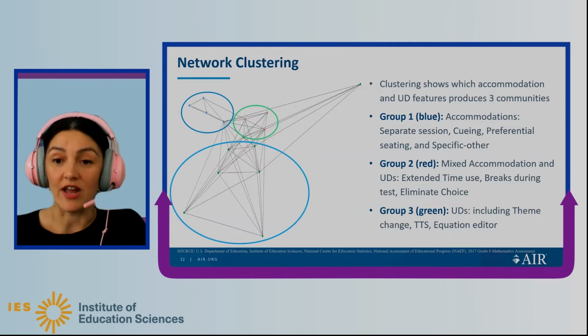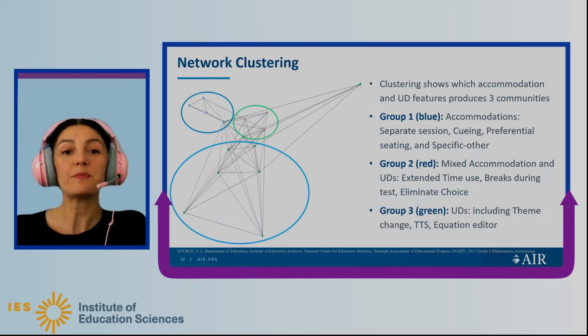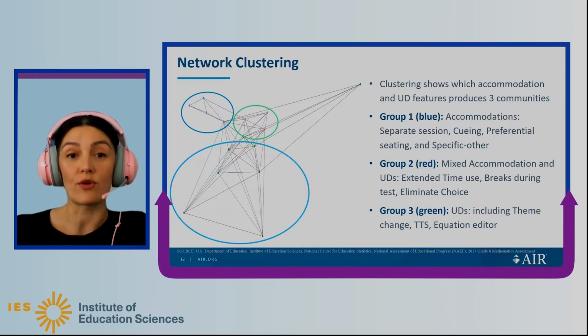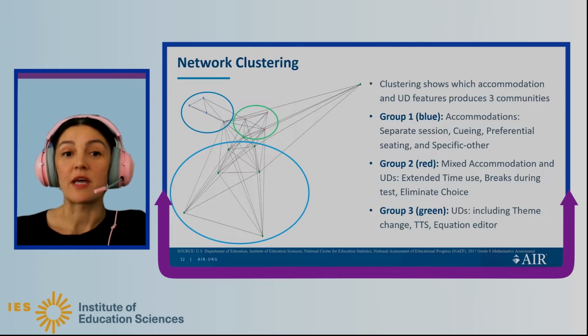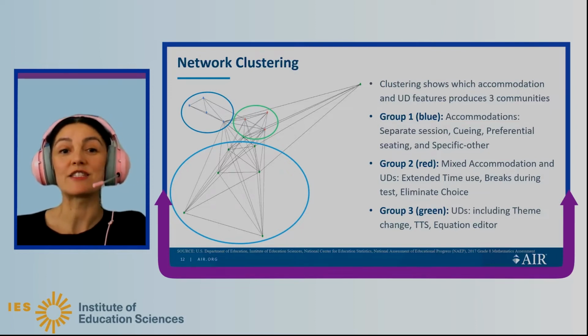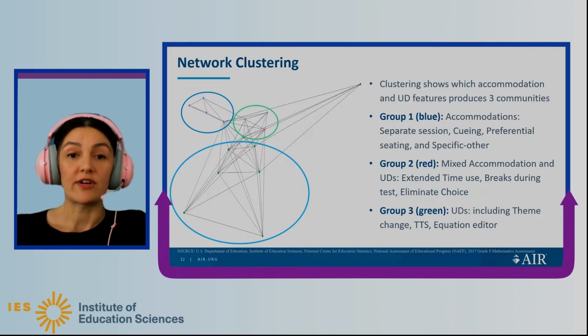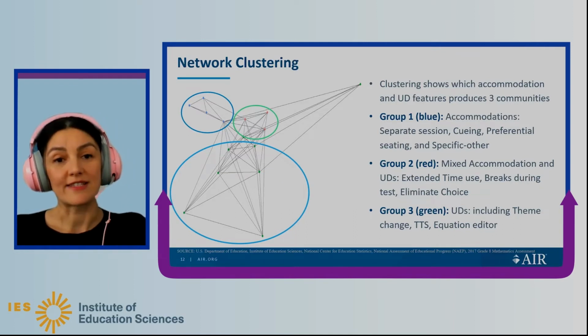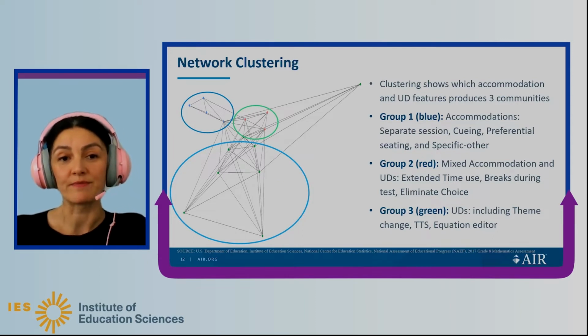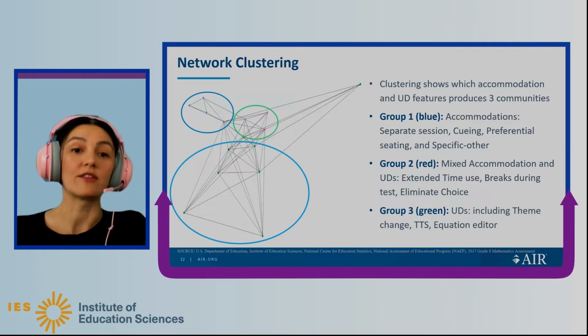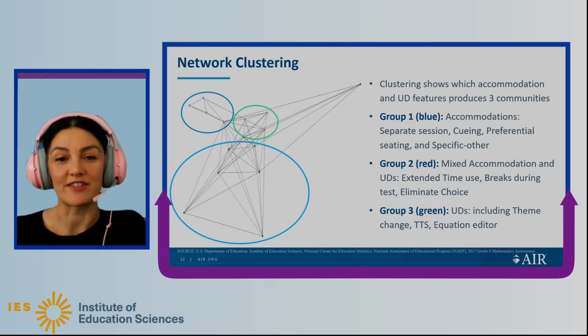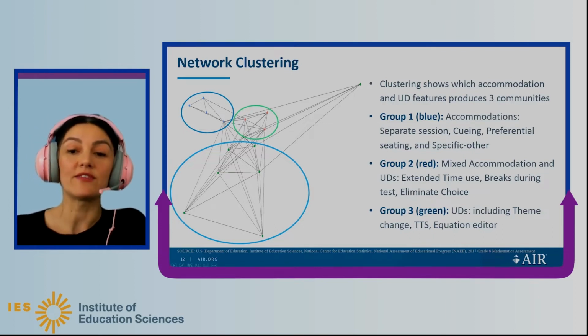In our accessibility use graph, we identify three communities. The first one is represented by blue nodes. It includes only accommodations of separate session, queuing, preferential seating, and specific other. The second group, represented by red nodes, includes a mix of accommodations and universal design elements, including extended time, breaks during test, and eliminate choice. The last group is represented by green nodes, and it's also represented by only universal design elements, including theme change, text-to-speech, and use of equation editor. Next, let's examine if the use of accessibility features differs across disability groups.